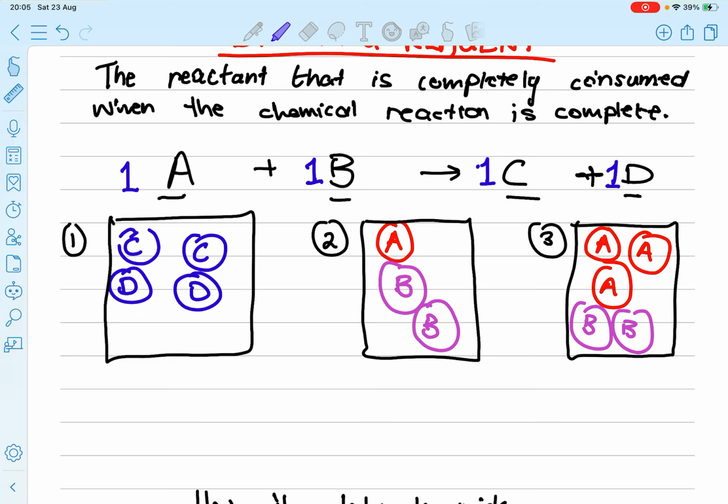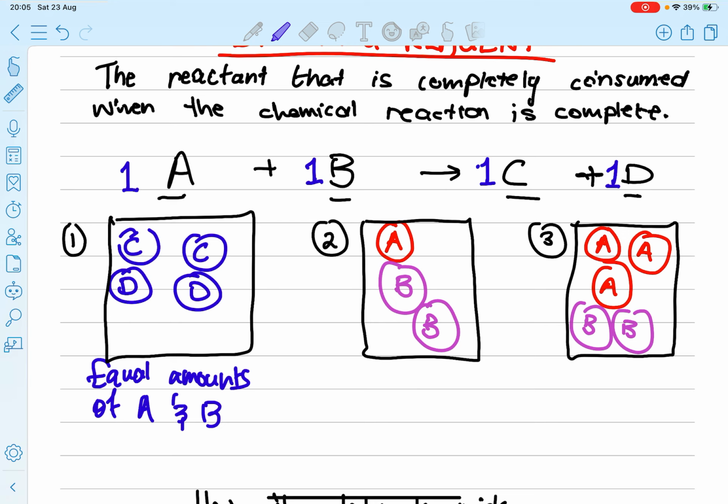1 mole of A reacts with 1 mole of B, that forms 1 mole of C, 1 mole of D. Now what I want you guys to look at is the fact that we have no moles of A and no moles of B left over. Literally all of A is finished, all of B is finished. Why? Because we had equal amounts of A and B. They basically reacted with each other.